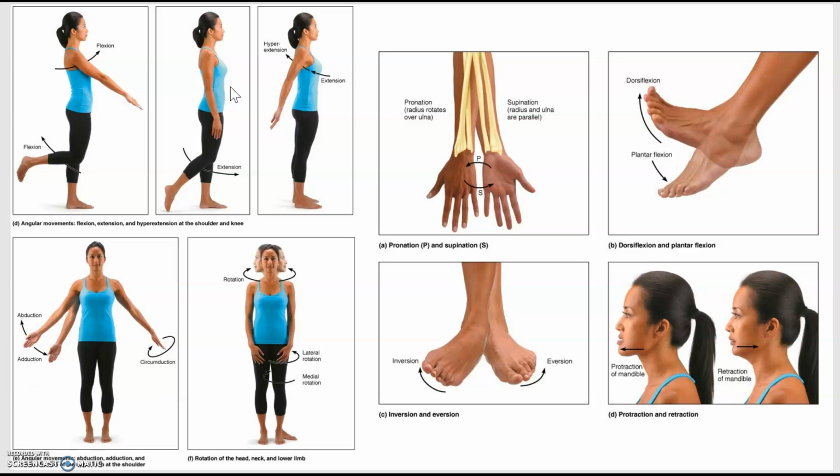Rotation, just movement from side to side. You have a lateral rotation out and then medial rotation back in. You have a pronation and supination. So if you put your arm out in front of you with your palm facing the floor, okay, and then turn your palm so that it's facing the ceiling, okay, that is supination.